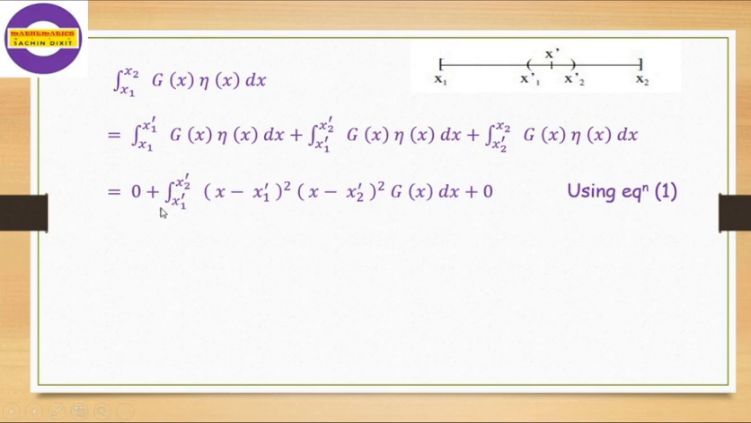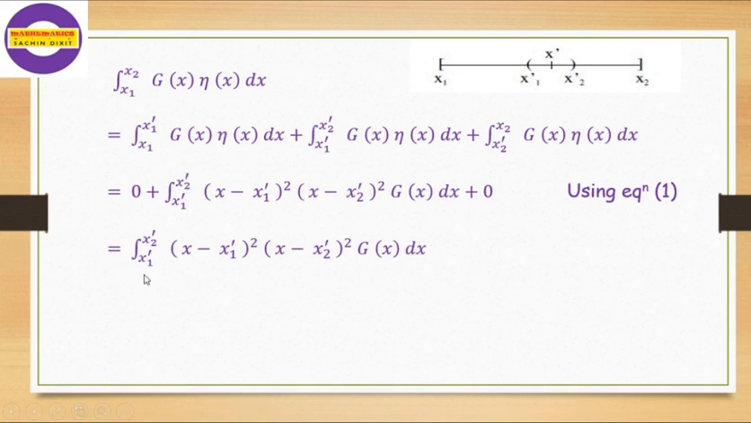We put all these values here. We get 0. Eta of x is equal to 0. Eta of x between x1 to x1 dash is equal to 0, so the value of this integral is 0. Similarly, eta of x between x2 dash to x2 is 0. Hence this last value is 0. And in the middle integral, we put the value of eta of x as (x minus x1 dash) whole square into (x minus x2 dash) whole square g(x) dx.